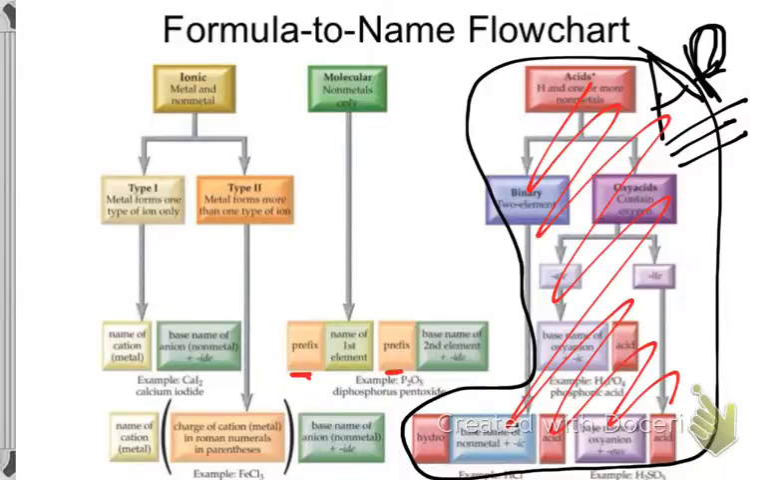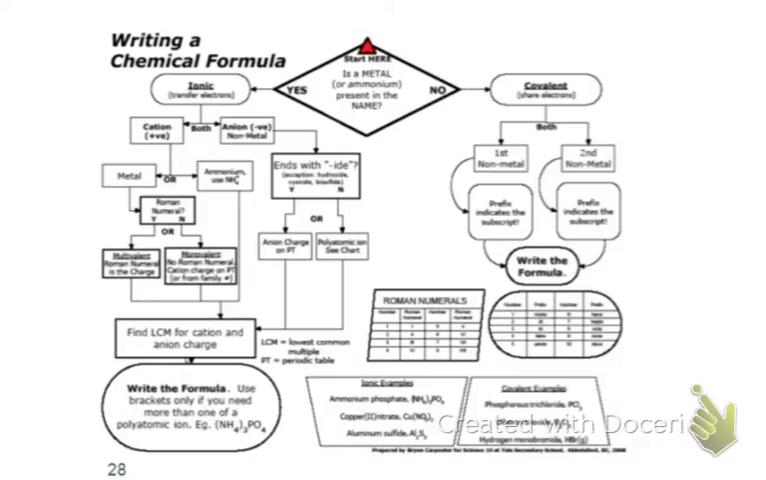Alright, so you should have this one copied down now. So let's go to the chart that shows you how to go backwards, from a name to a chemical formula. You start here at this red arrow, and the first question to ask is: is it a metal? If there's a metal present, you're going to come over here and do ionic naming. If not, you're going to do covalent naming. So once again, Miss Cope, if you can pause the video and give these guys an opportunity to get this copied down.